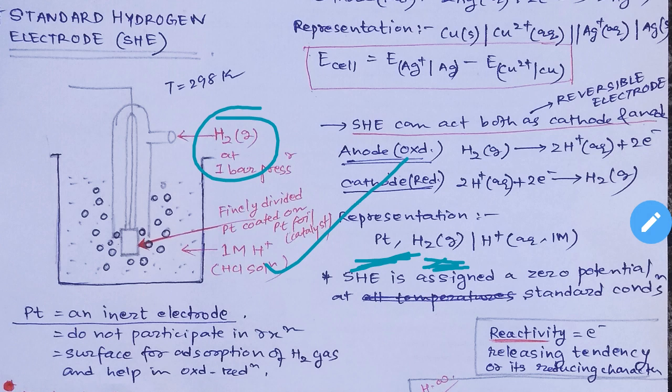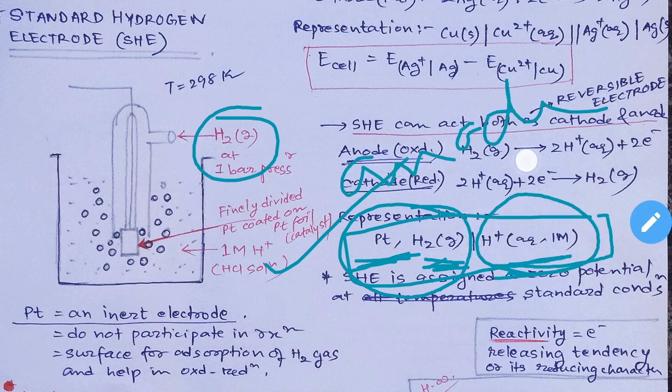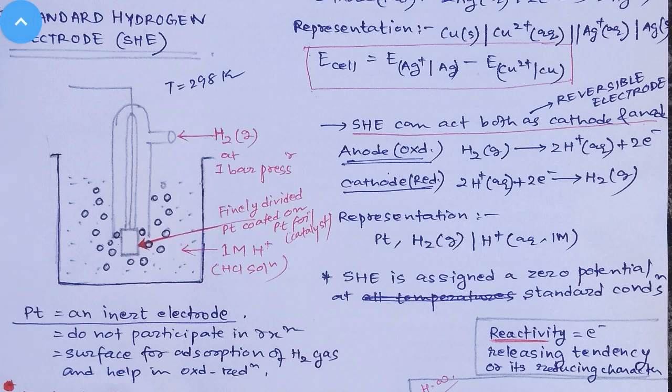So we will write platinum and then comma H2 gas, and then we will give a line. And then we will write the electrolyte. So what is the electrolyte? It is H plus, and we will write the concentration also, that is 1 molar. So in this way we will represent the standard hydrogen electrode. It is a very easy representation. The platinum and hydrogen gas will be on the left hand side, and the H plus will be on the right hand side. Always, this is the anode part, the left part, and this is the cathode part, the right part. So this is the representation.